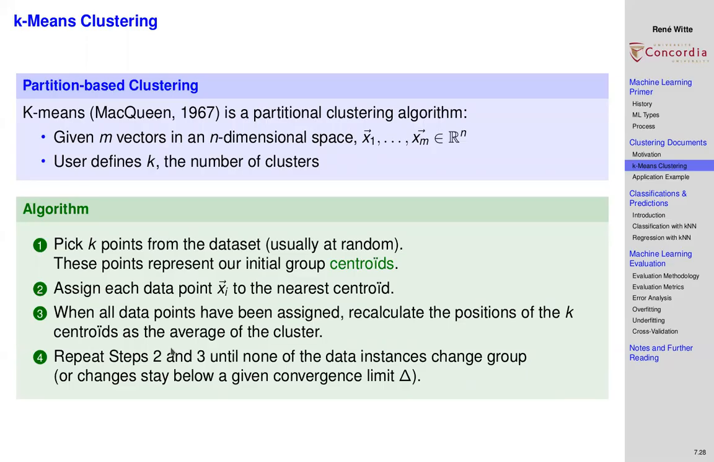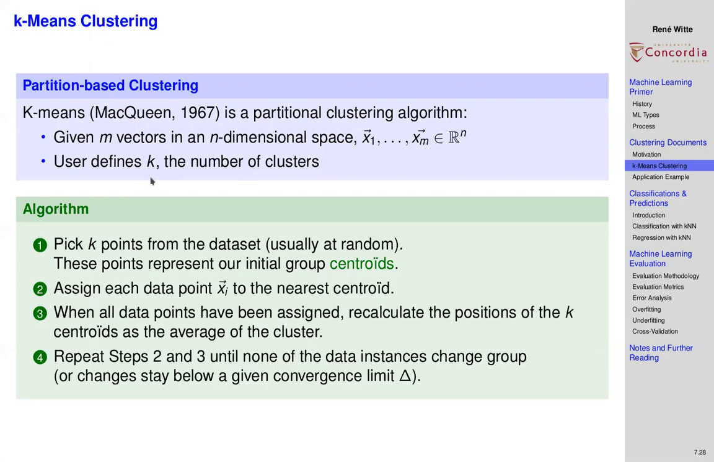This is a rather old, but very well understood, very efficient algorithm for clustering. So it goes back to McQueen from the 1960s. The input to the algorithm is a number of vectors in an n-dimensional space. So this can be anything. In our application case of document clustering, each element would be a document vector, for example, a TF-IDF vector.